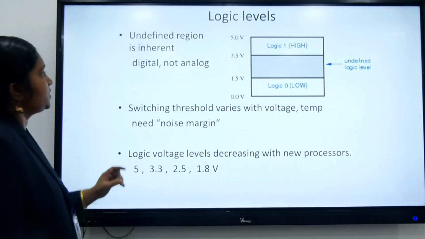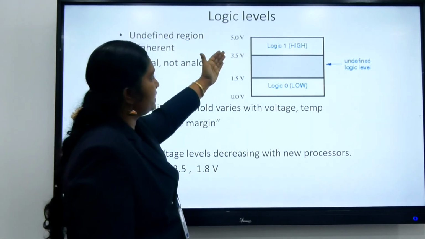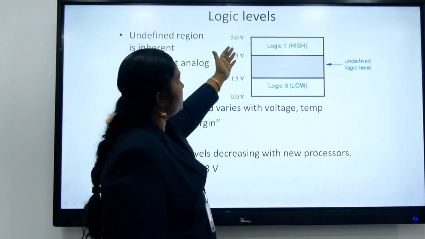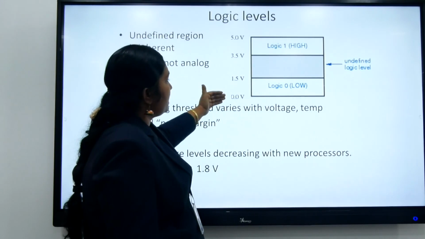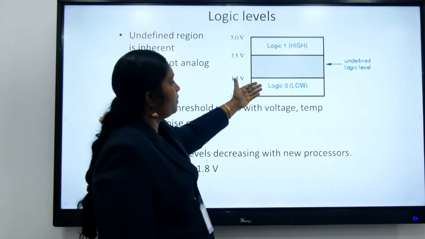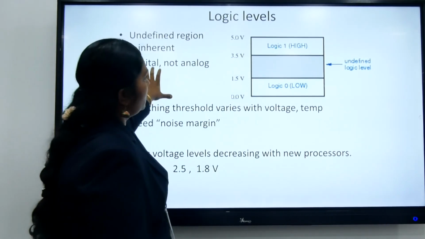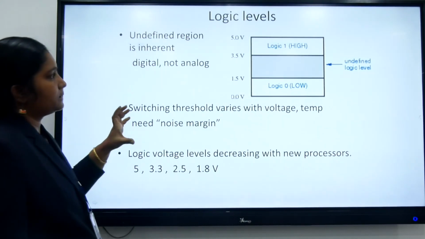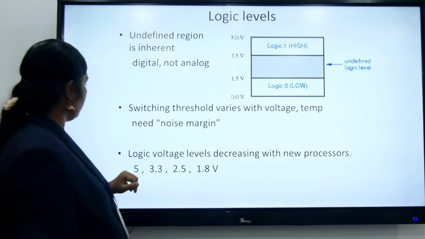So here you can see the logic levels and the undefined region. If the voltage is greater than 3.5 volts up to 5 volts, it is taken as logic 1. If the voltage level is 0 to 1.5 volts, it is taken as 0. The gap in between is taken as the undefined region. So this is how we keep the noise margin.